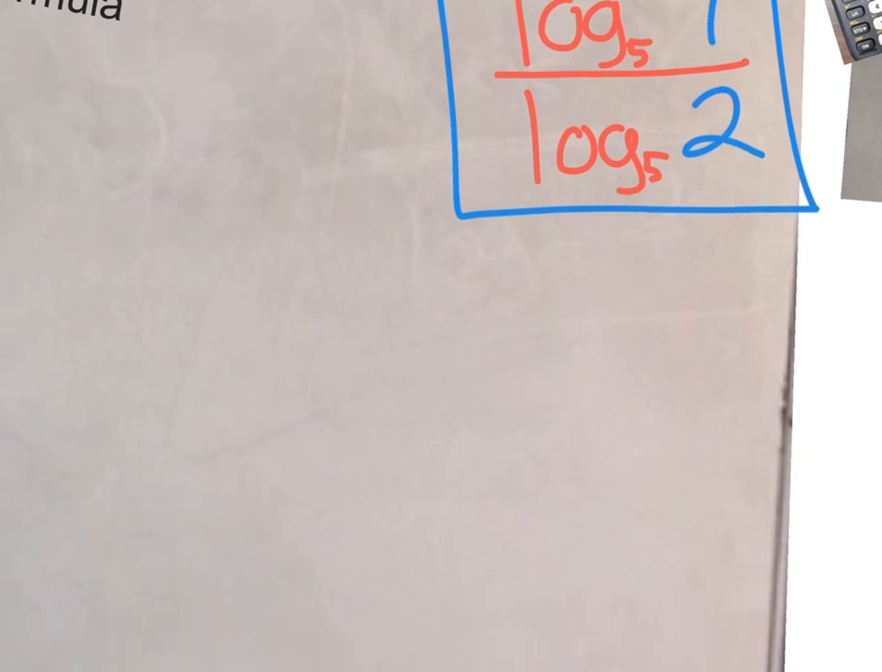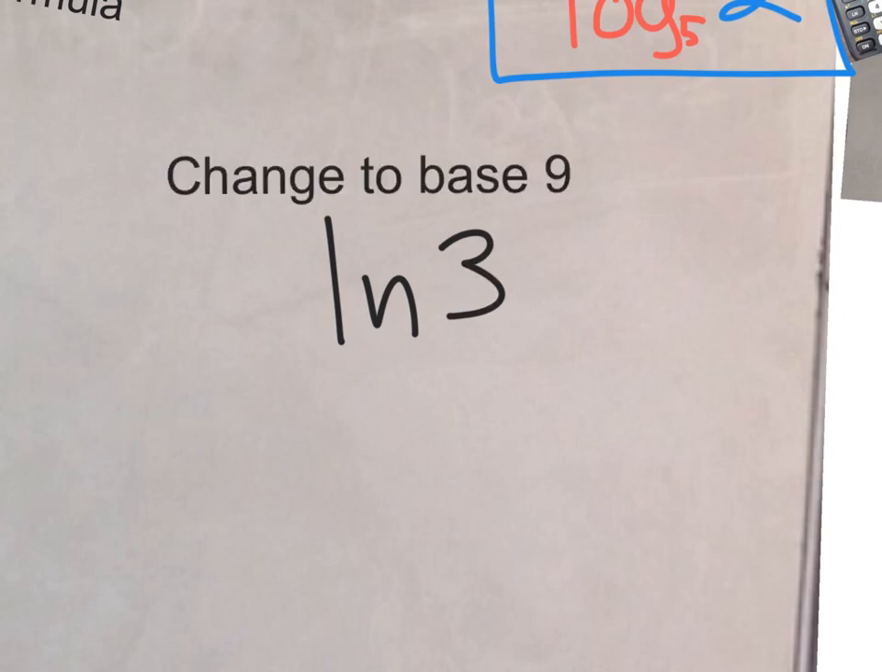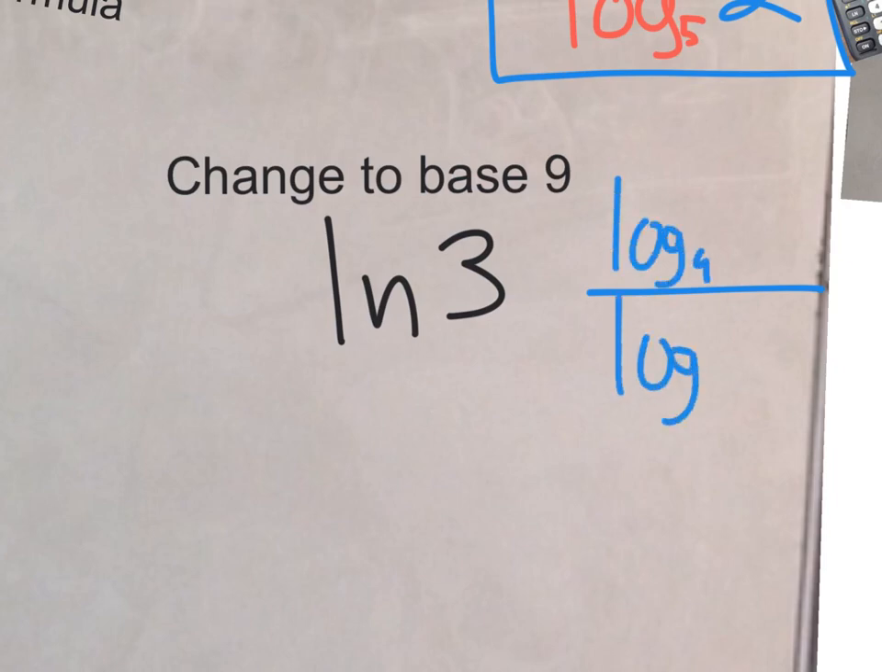Let me give you one more example. Let's say I had ln of 3, and they tell you to change to base 9. Now, again, there's really no point in changing to base 9 because your calculator doesn't do base 9. But if they ask you to change to base 9, you could use the change of base formula. Remember, the formula is going to be a fraction of the logarithm with base of your choice. And in this case, they want base 9. So we're going to have log base 9 and log base 9.